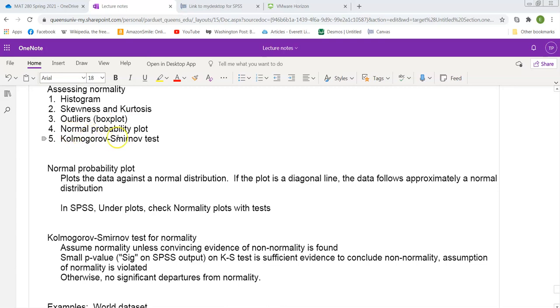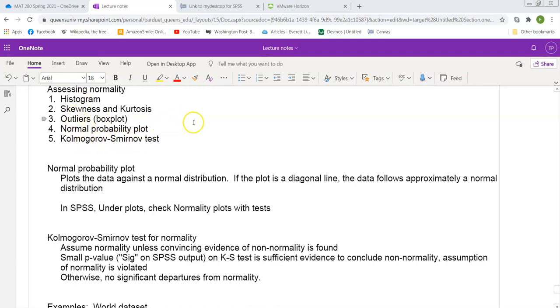Now, the 2 we haven't looked at yet are the normal probability plot and something called the Kolmogorov-Smirnov test for normality. Kolmogorov and Smirnov were statisticians. It seems like every test we're going to do, everything we're going to do has people's names on it, so you get used to that.